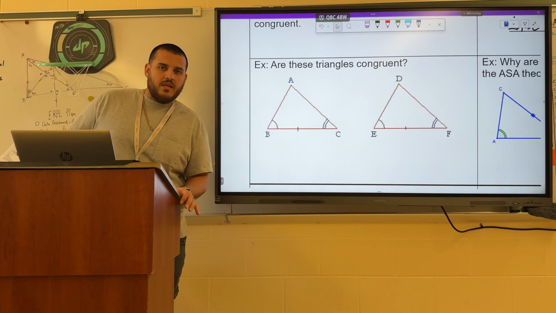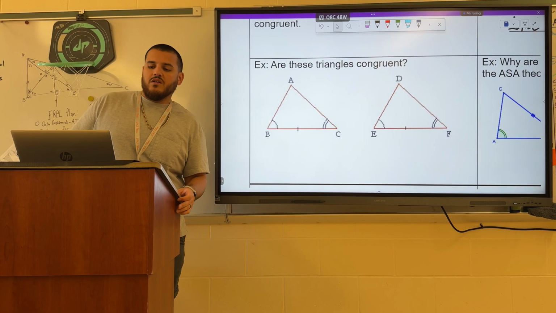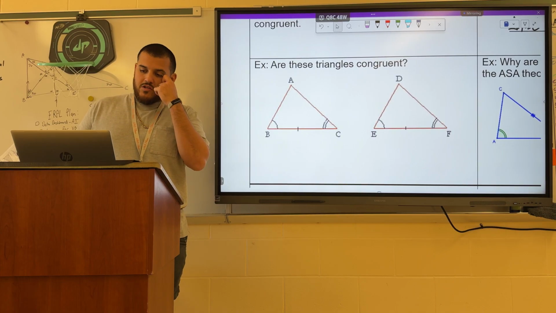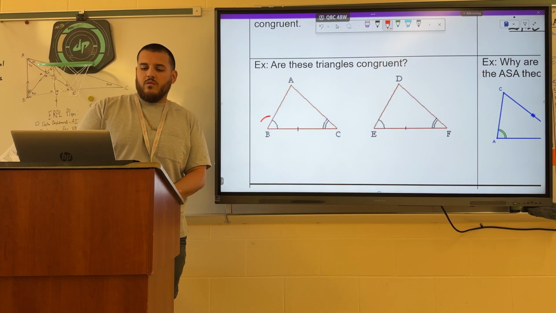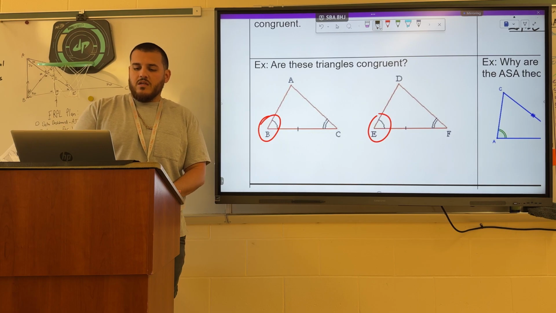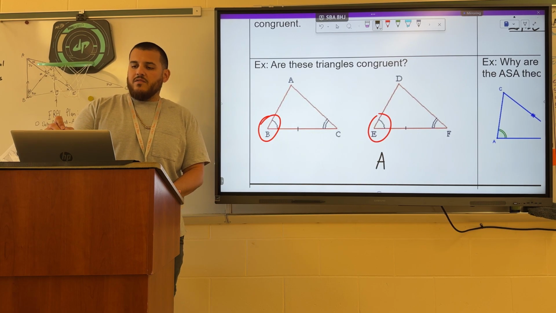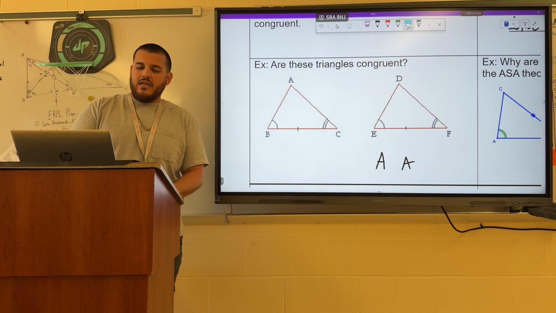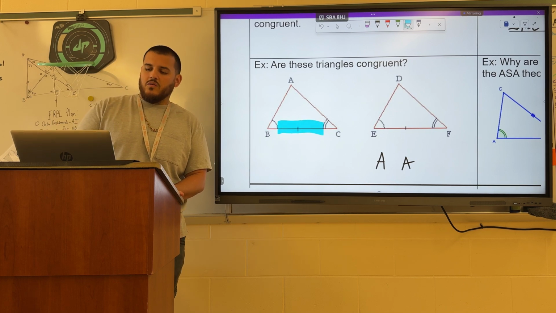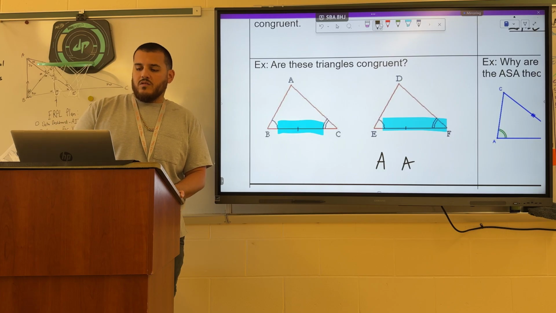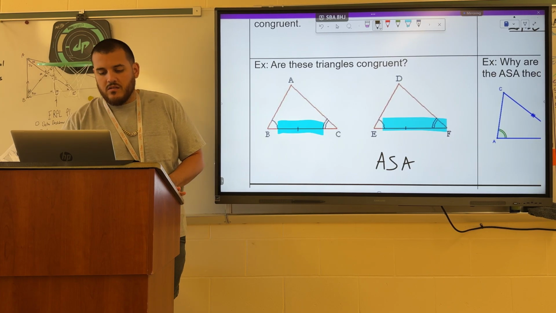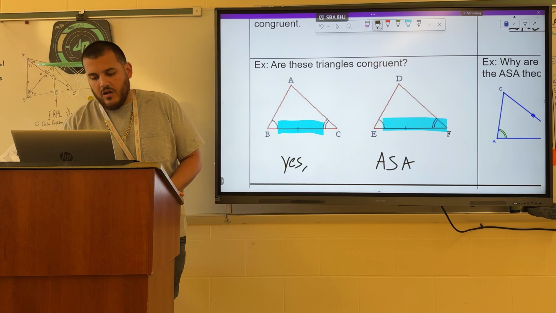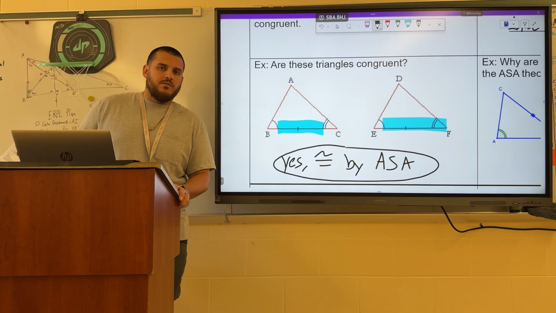Again, we have our most common example of the lesson here. It's just, are these triangles congruent? Do we have enough criteria to prove the triangles are congruent to each other? So we're evaluating. We have angle B congruent to angle E. That is an angle. We have angle C congruent to angle F. That's another pair of congruent angles. And then we have the side in between the congruent angles being marked congruent to each other. That's the included side. So we can say, yes, these triangles are congruent by the angle side angle theorem.